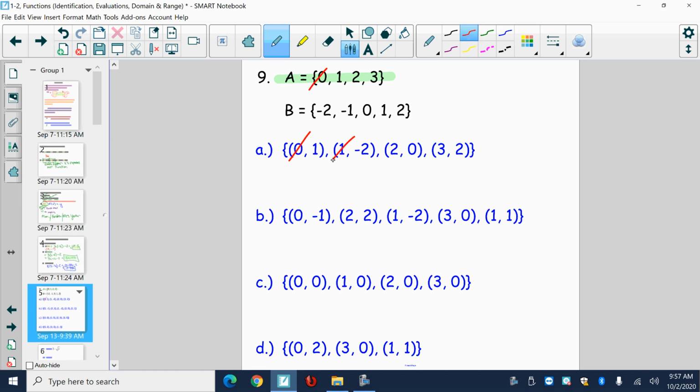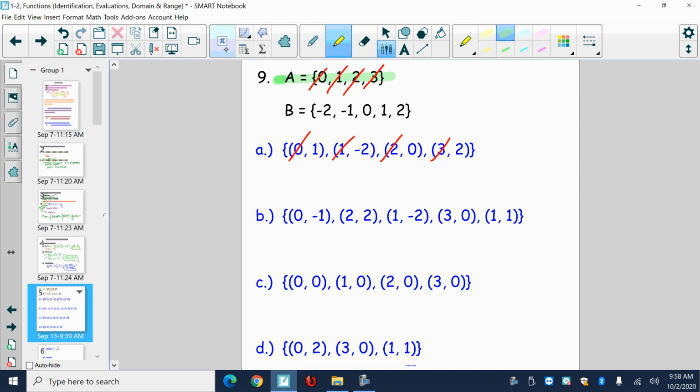So here's the question I have for you. 0, 0, 1, 1, 2, 2, 3, 3. Did I use all of set A? Yes, I did. So since I know I used all of set A, I now have to ask myself, did any of my x values repeat? So that's 0, 1, 2, 3. None of them repeated. So now I need to know, are the y values that have been chosen in the B set? 1 is in there. Negative 2 is in there. 0 is in there. 2 is in there. I didn't use the negative 1. Is that okay? Sure it is.